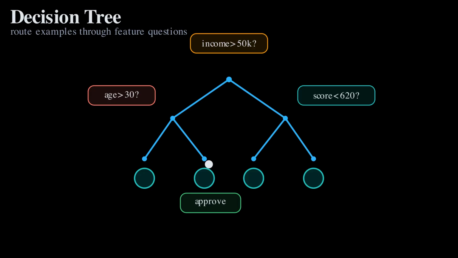Decision trees work differently. Instead of one weighted equation, they build a branching structure of questions. At each internal node, the model checks a condition. Is age greater than some value? Is income below 50,000? Is the pixel darker than this value? Every example travels down one path until it reaches a leaf. That leaf stores the prediction, either a class label or an average numeric value.